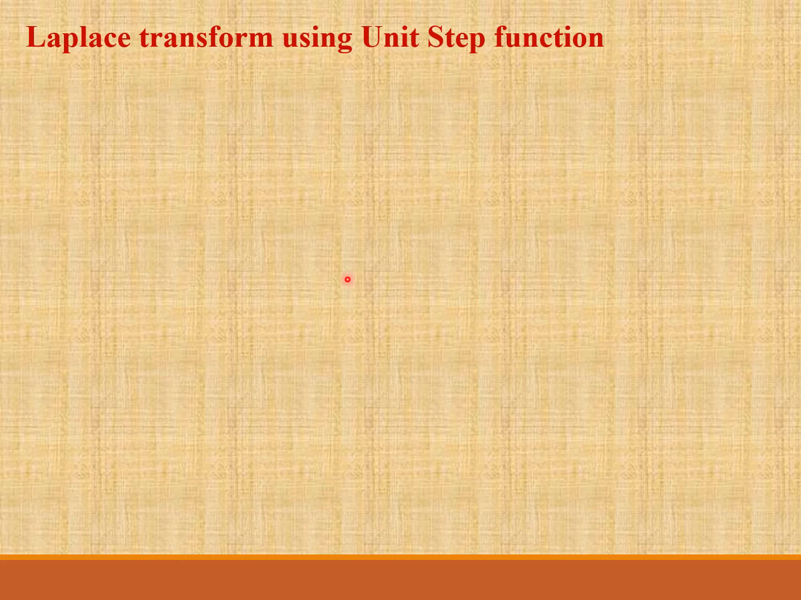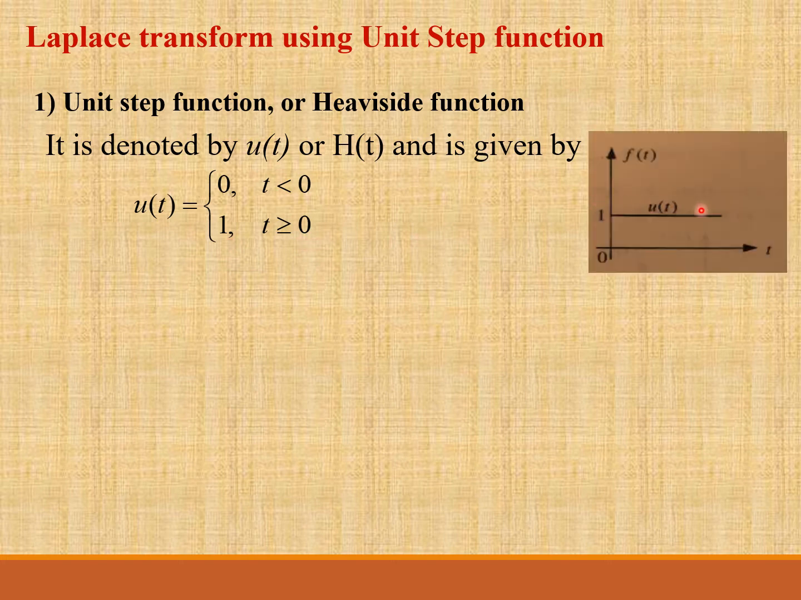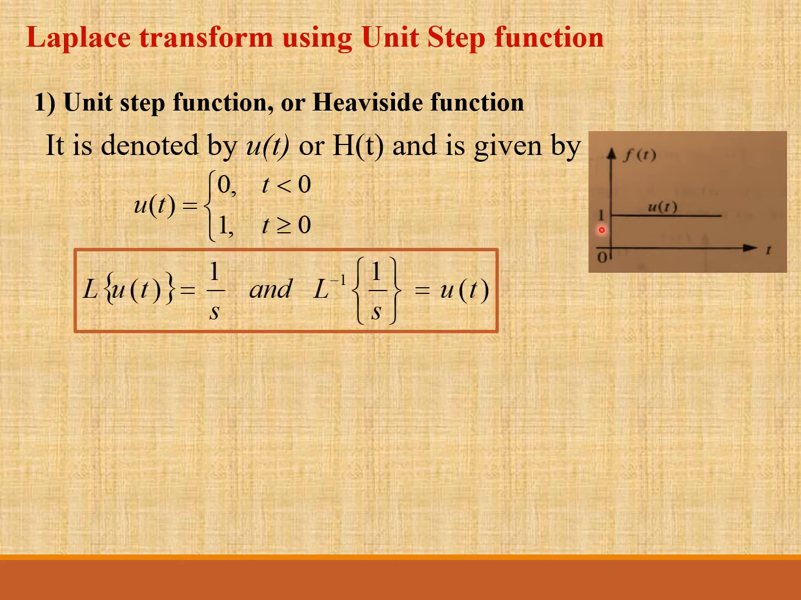First, we shall define the unit step function. The unit step function or Heaviside function is denoted by u of t or h of t, and it is given by 0 for t less than 0, and it has a value 1 for t greater than or equal to 0. This is the graph of the unit step function, which takes the value 1 for t greater than 0 and has a value 0 for t less than 0.